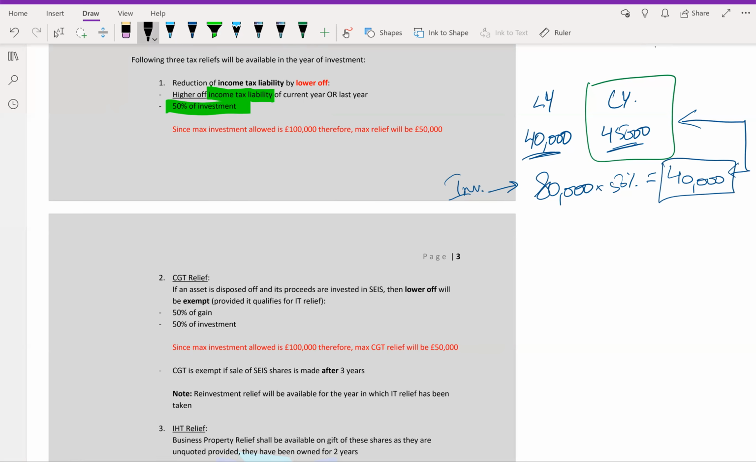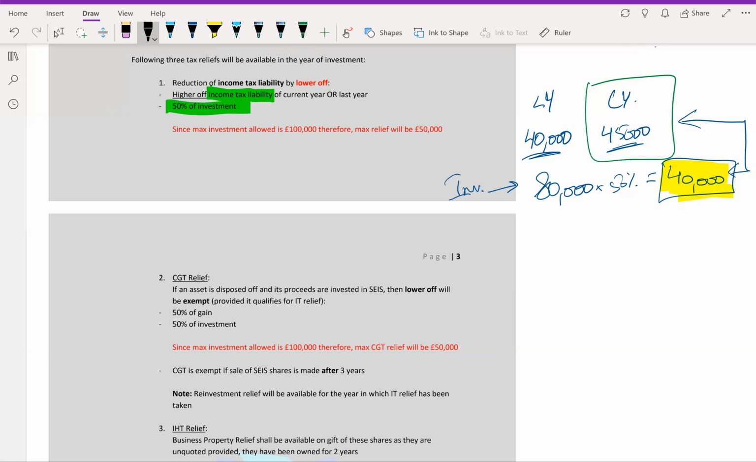Your investment amount. That means you will get tax relief on this. How? This 40,000 will reduce your current year tax liability, because you chose the current year. And now your tax liability will only be 5,000 pounds. That's it. Your current year tax liability will only be 5,000 pounds.